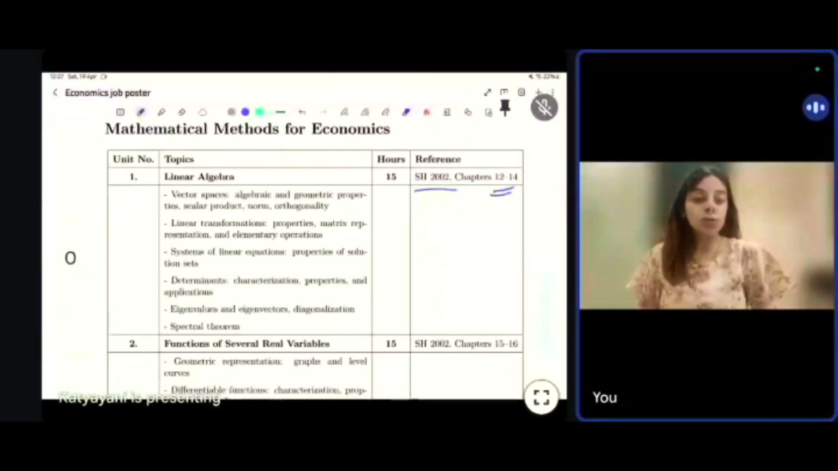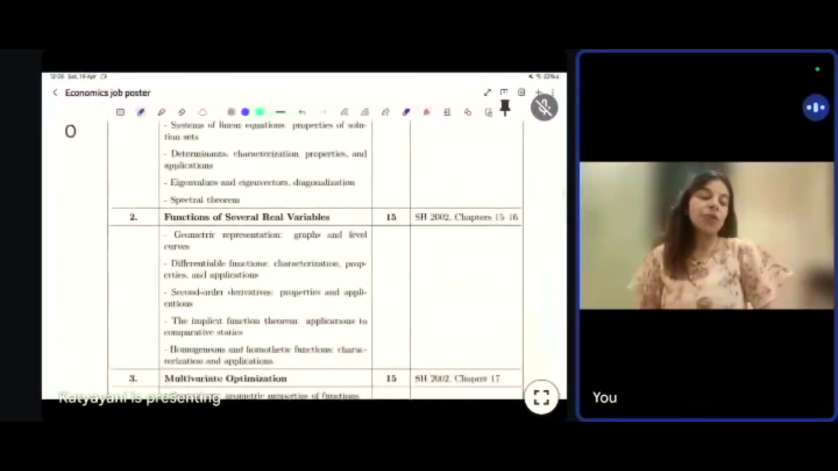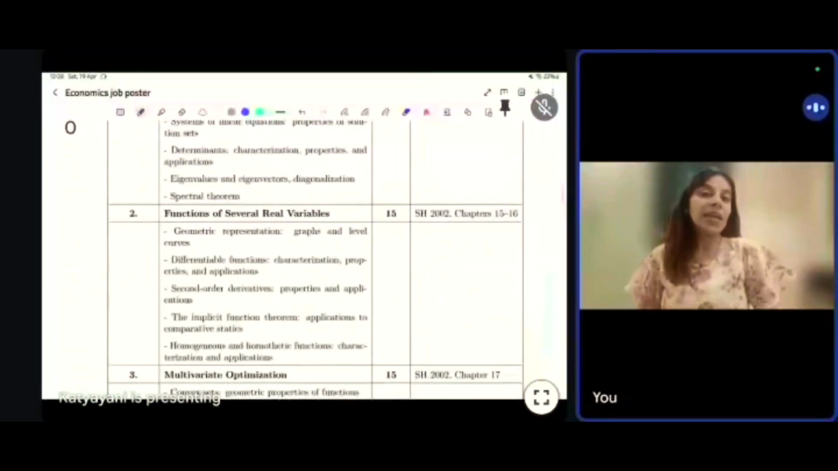Then we'll move on to unit 2, where we have different topics like functions of several real variables. Before this, we have done functions of only one variable. Here, we'll be doing functions of more than one variable. Right, we'll be studying about the characteristics and the applications of those functions. What are the second order derivatives? What are their properties? What is the implicit function theorem, and so on. Right, and for this we'll be doing chapter number 15 and 16 of Sydsaeter and Hammond.